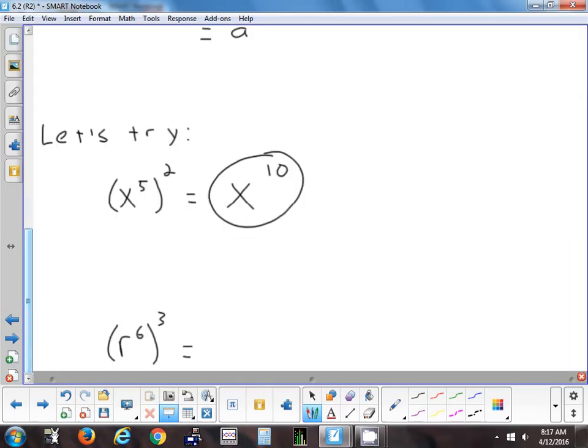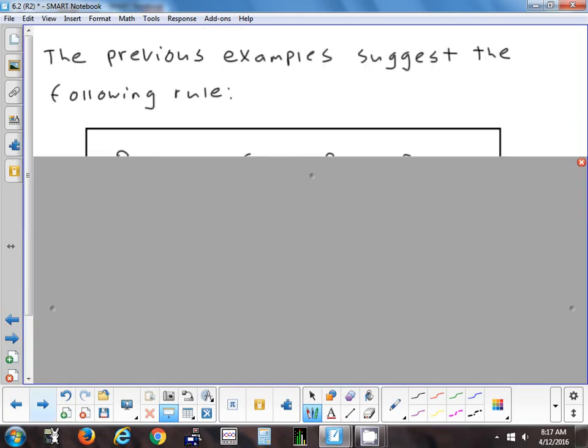Let's try r to the 6th cubed. R to the 6th cubed. Anybody different think they can tell me what that one would be? Yep. Good. R to the 18th. All right, so there's a couple examples. Now we'll write it down on your note sheet so you have it.